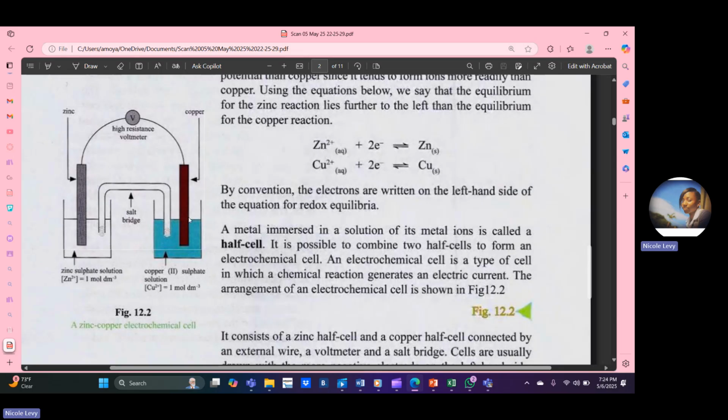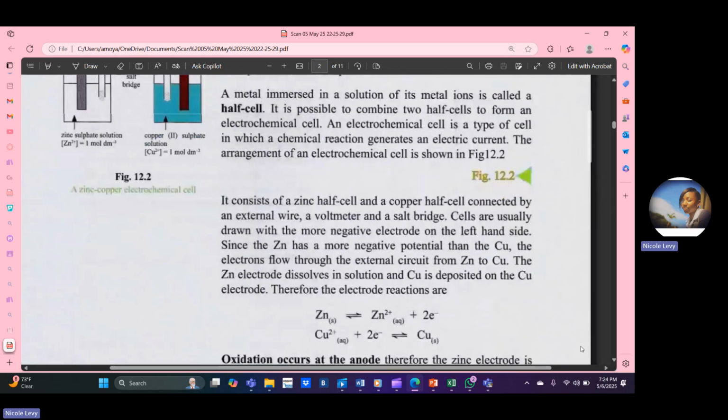And then the copper one now is placed on the right. So the left-hand side is where we have the one that will more easily lose electrons. So since the zinc has a more negative potential than the copper, the electrons flow through the external circuit from zinc to copper. The zinc electrode dissolves in solution and the copper is deposited on the copper electrode.